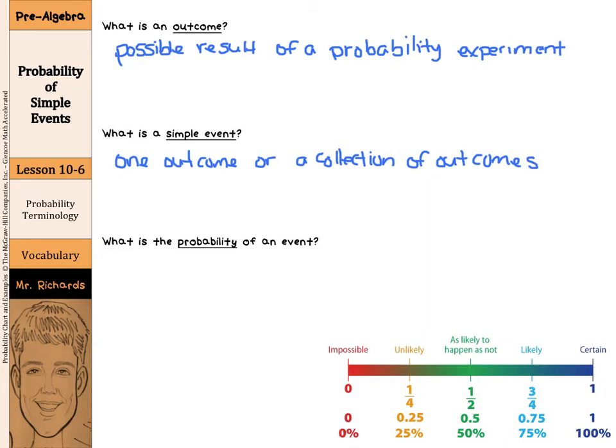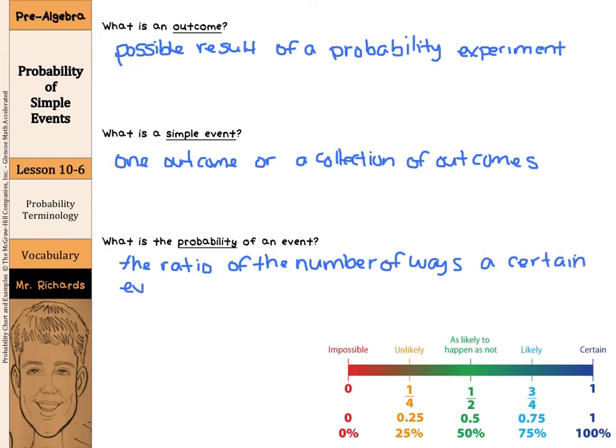And what is the probability of an event? Well, this is defined as the ratio of the number of ways a certain event can occur, and that's the top part of the ratio, the number of ways a certain event can occur, to the number of possible outcomes.